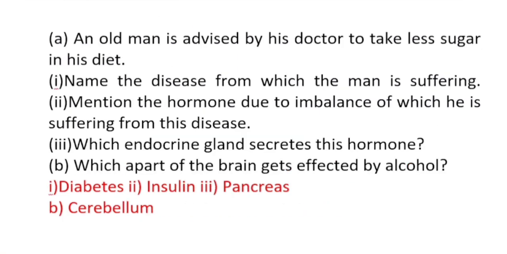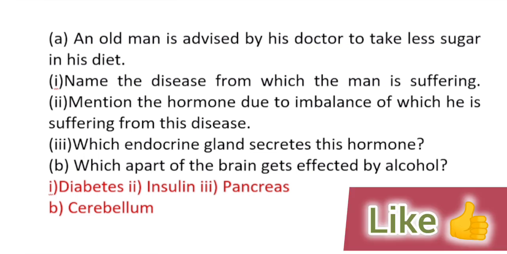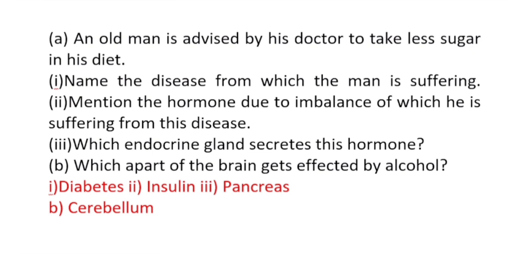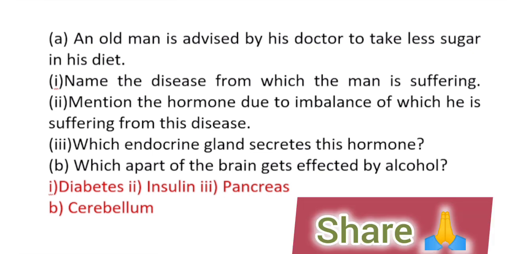An old man is advised by his doctor to take less sugar in his diet. Name the disease from which the man is suffering. So he has already high sugar level. That's why he is advised to take less sugar. So he is a diabetic patient. Mention the hormone due to imbalance of which he is suffering from this disease. It is insulin secreted from the pancreas.